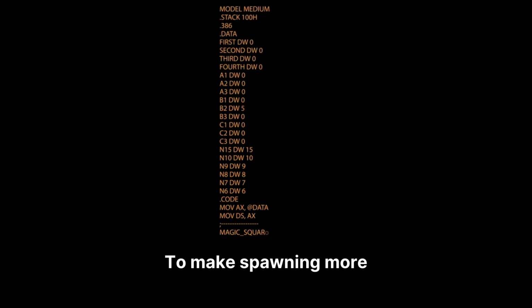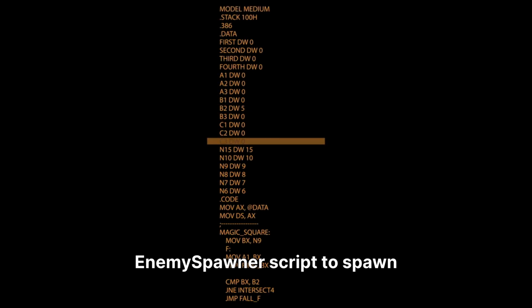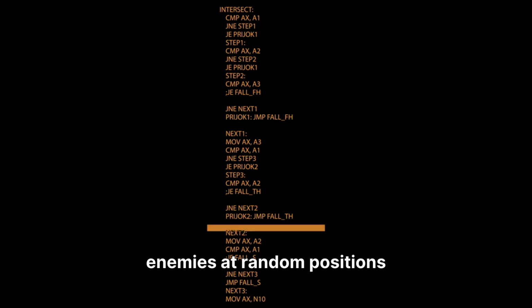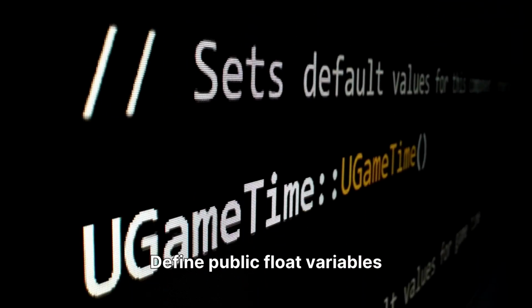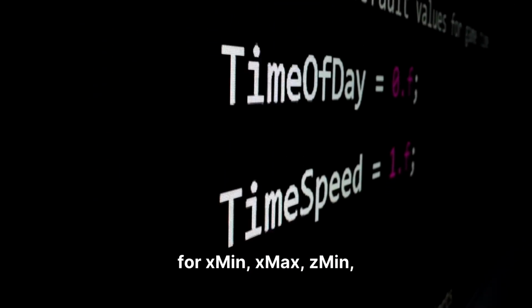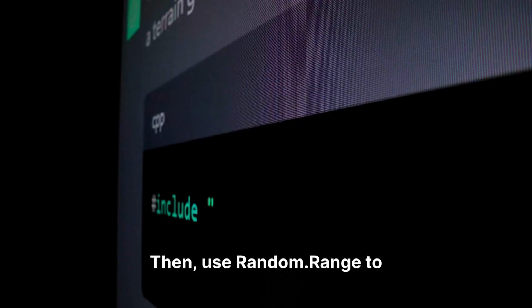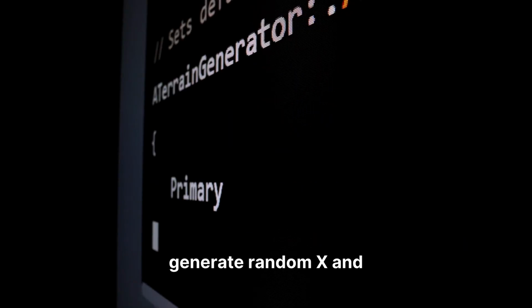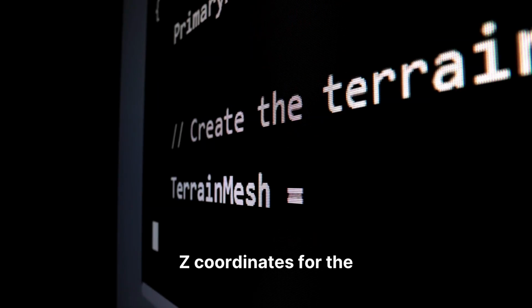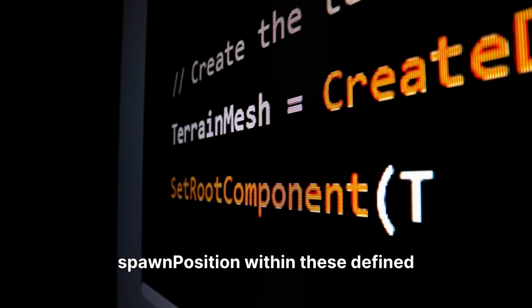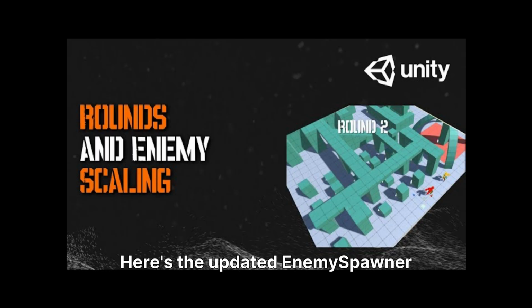To make spawning more dynamic, let's modify the EnemySpawner script to spawn enemies at random positions within a defined range. Define public float variables for xMin, xMax, zMin, and zMax to set the boundaries of your spawn area. Then, use Random.Range to generate random x and z coordinates for the spawn position within these defined limits. Here's the updated EnemySpawner script with random position logic. Notice how Random.Range is used for x and z coordinates.